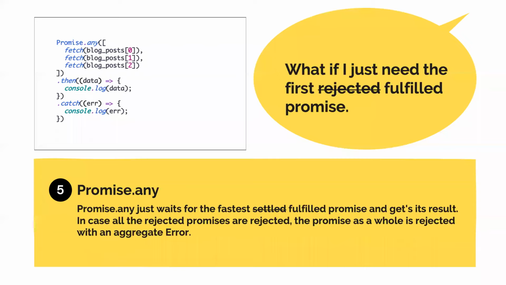And another very common thing is that we want the first fulfilled promise, not the rejected promise. Suppose the first promise is rejected, we want to ignore that and find the first fulfilled promise. For that, we use Promise.any. It waits until it gets the first promise that is fulfilled, in which we get some data, which is resolved. And we get that result, and we can use that.